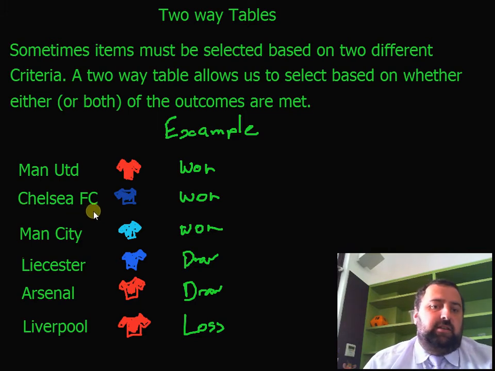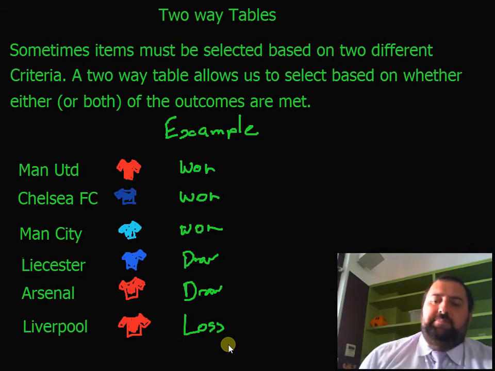All right, Chelsea FC. They play in a dark blue shirt and somehow miraculously they won last week. I think they cheated. All right, Manchester City, they play in a light blue shirt. They won last week. Leicester, they play in a blue shirt. They had a draw. Arsenal plays in a red shirt, had a draw as well. And Liverpool plays in a red shirt as well. They had a loss. Not very surprising.